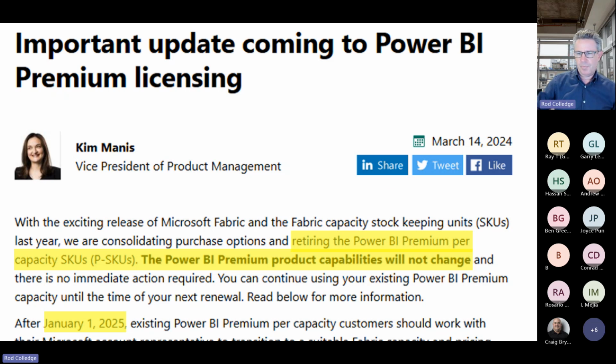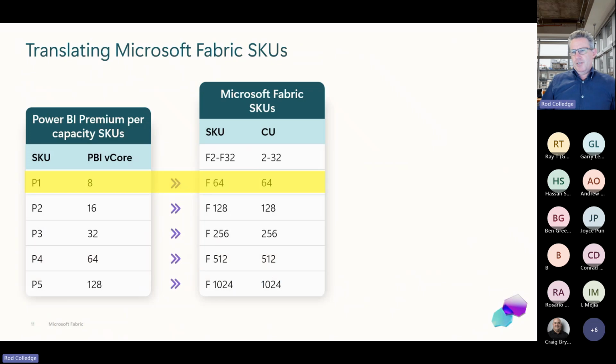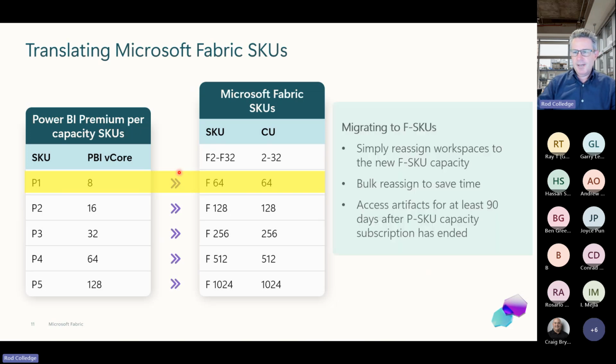Okay, so in terms of the conversion, most of you probably know this, but for those that don't, a Power BI P1 capacity is the equivalent of an F64, a P2 is an F128, and so on. But on the lower ends, we can now go all the way down to an F2, which is 32 times smaller than what we previously have with the P1, to reduce costs for things like dev test workloads, and we'll talk some more about that.